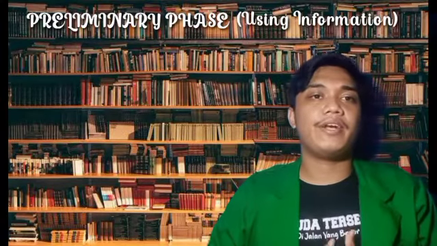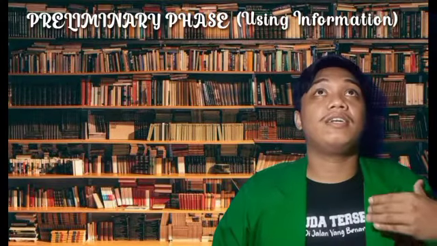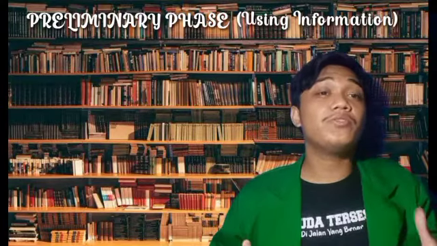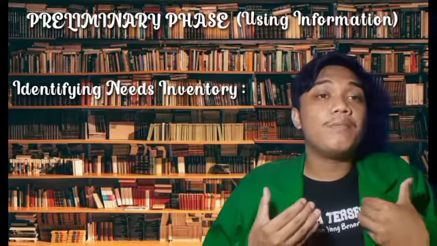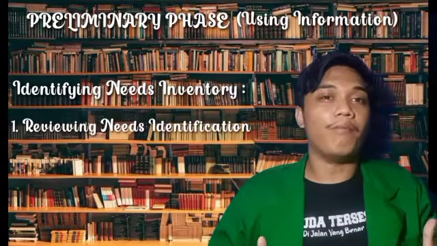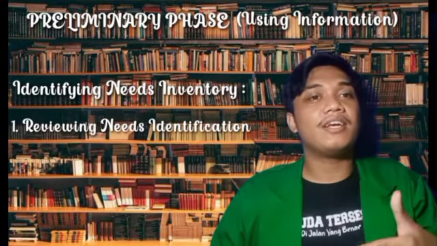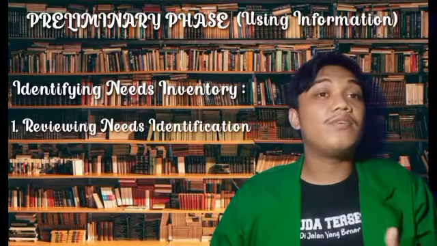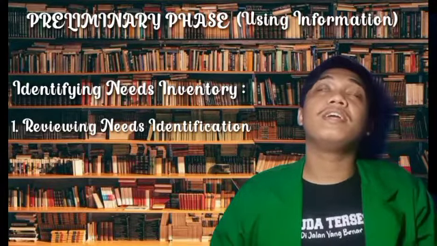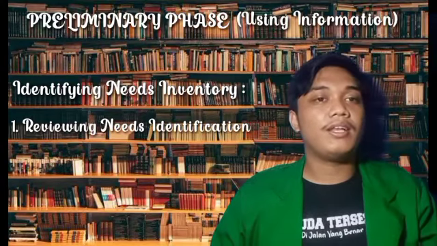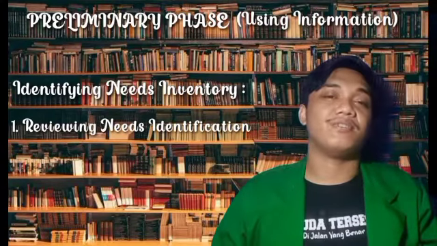As I said before, using the information is to identify the needs inventory. When we want to identify the needs inventory, there are two things to do. First, we must review the needs identification from the core questions. The core questions include the learning needs and linguistic needs. Reviewing linguistic needs is revisiting the students' learning ability and also learning priorities, while reviewing learning needs is revisiting the students' learning problems and learning attitudes.